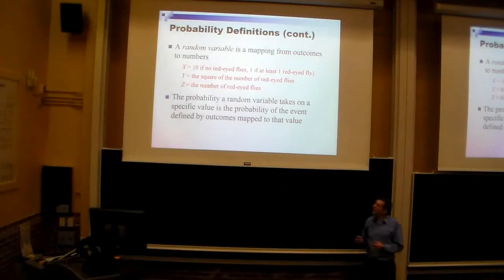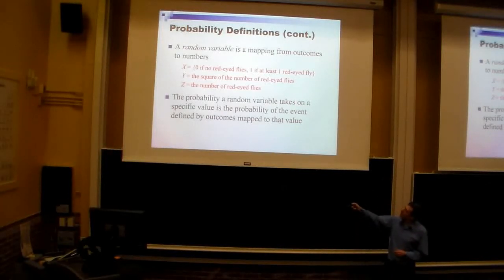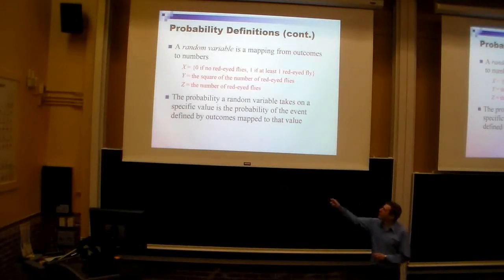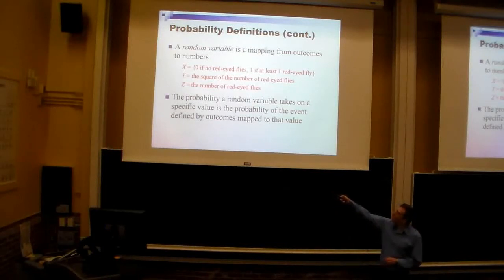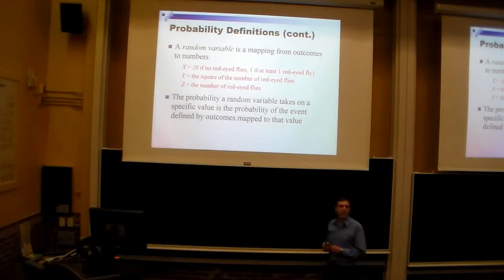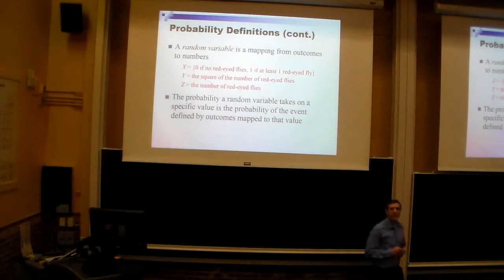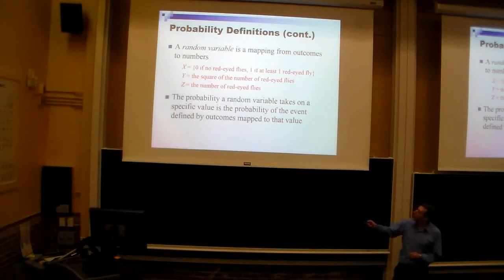So that would be another acceptable random variable. For most of today, we'll be particularly interested in this random variable I'm calling z, which is simply the number of red-eyed flies. So 0 for the outcome white-white, 1 for the outcome white-red or red-white, and 2 for the outcome red-red. So that random variable is going to be particularly important to us.